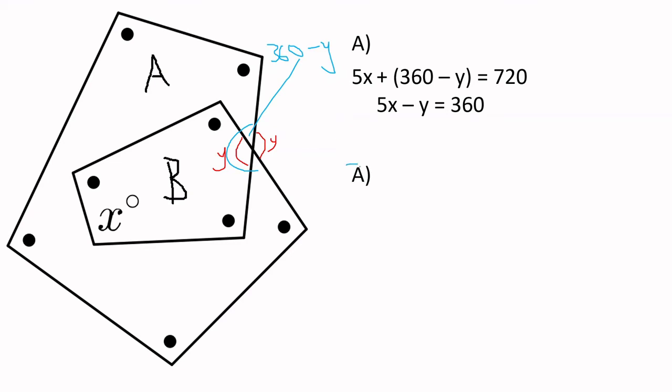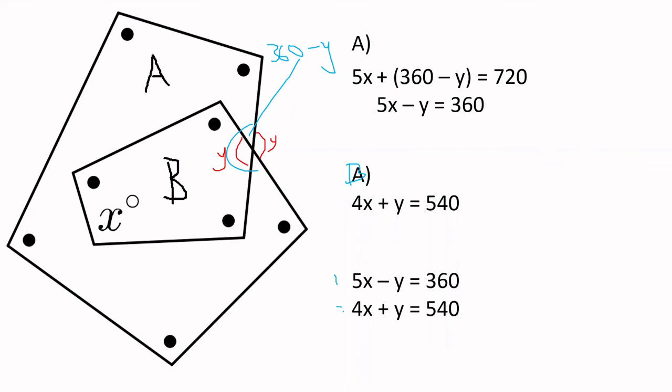Oh, and it looks like I've forgotten to change this, but you can think of that as a B. Right, so this one's actually more straightforward. For B, there's 1, 2, 3, 4 lots of x plus this y, that's the whole equation, right? And that equals 540, because that was the sum of the interior angles for B. So now we've got our two equations, equation 1 and equation 2.